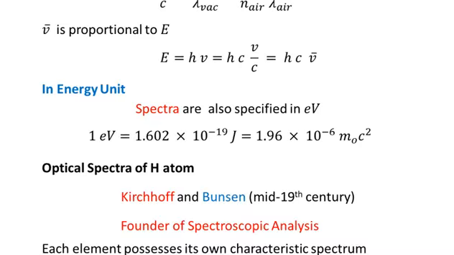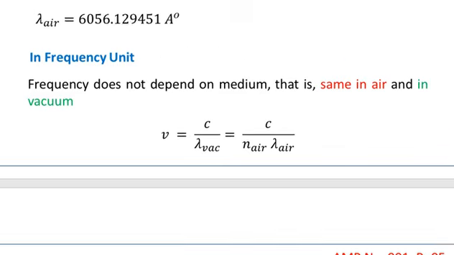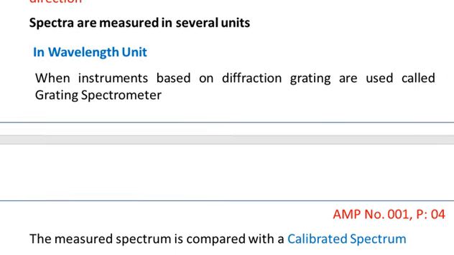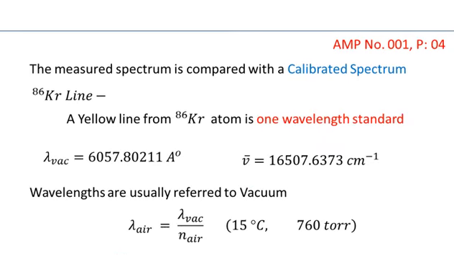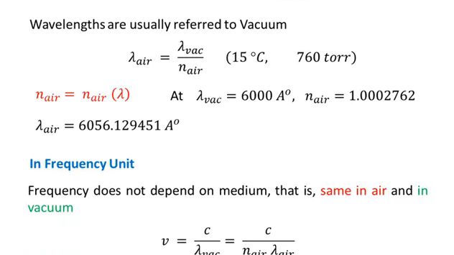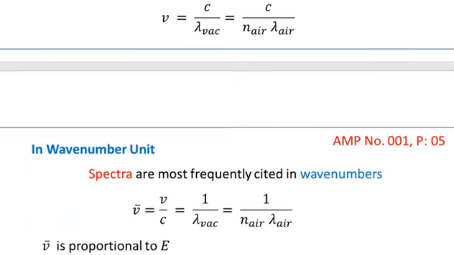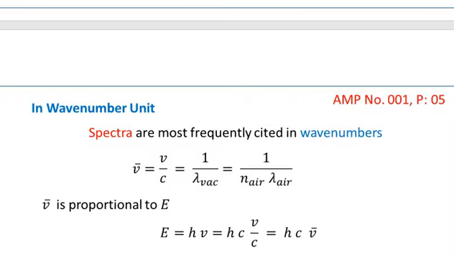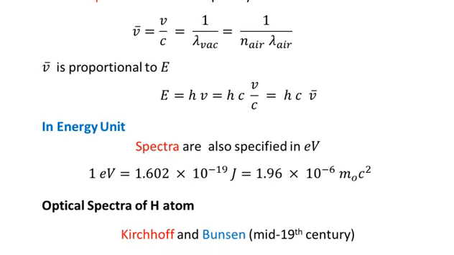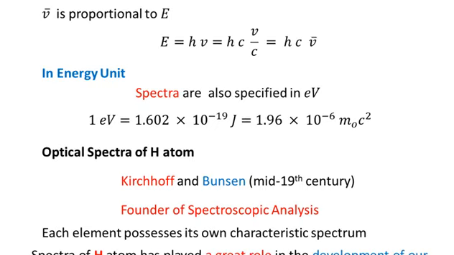So you see that I have specified the units here. The spectra could be measured in units of wavelength. Spectra could be mentioned in terms of frequency units. Spectra could be mentioned in terms of wave number units. As I said, the most frequently cited way of representing the spectrum is the wave number. You can also specify a spectrum in terms of the energy unit, especially in electron volt. Or if you want, you can also specify the spectra in terms of the rest mass energy of the electron.